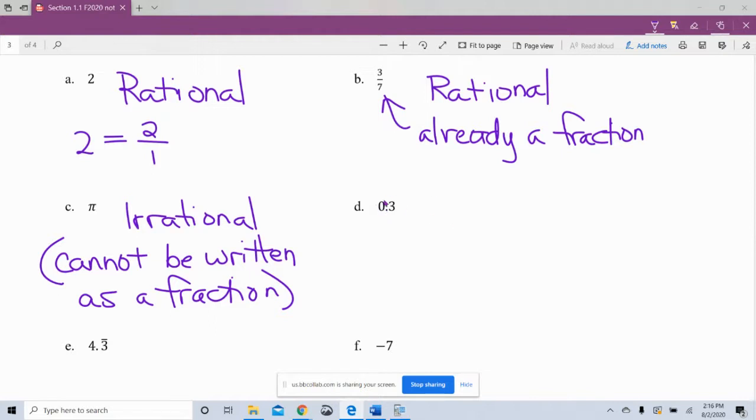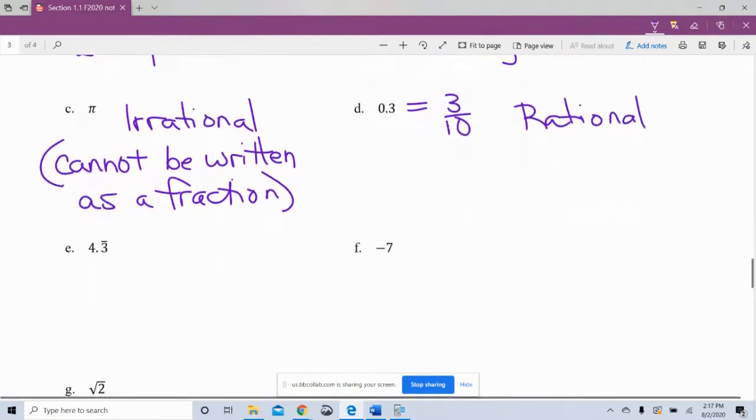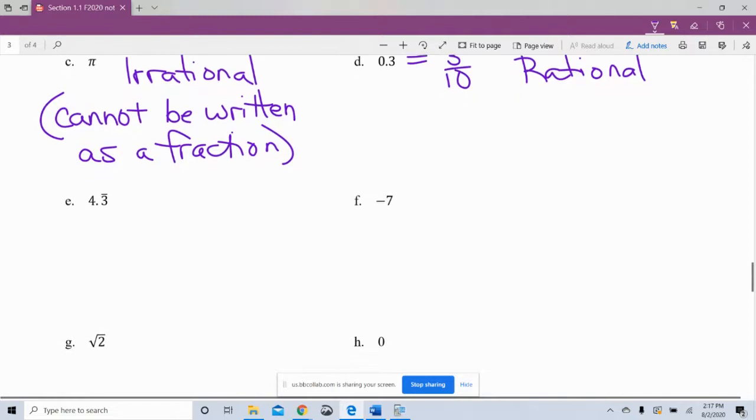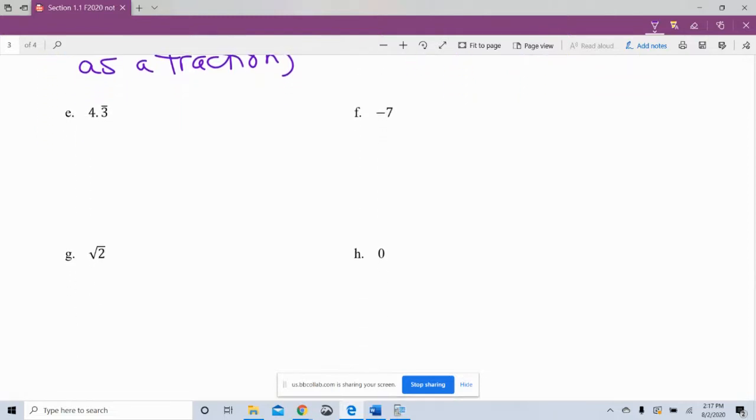What about this one? 0.3, or in other words, 3/10. Well, actually, just the way I read it right there as 3/10 tells me that this can indeed be written as a fraction. And that means that it is indeed rational. And you can use your calculator to do that change. And the same with this one here.